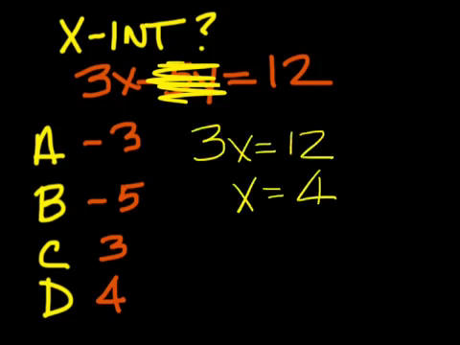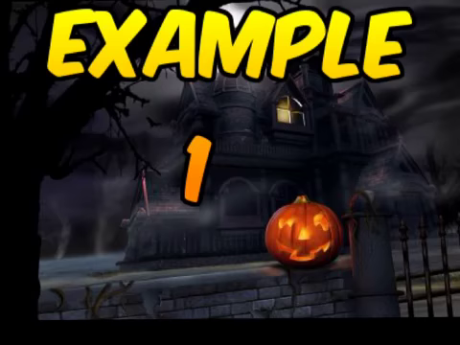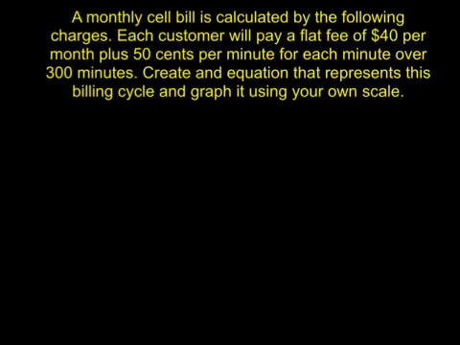Today's Common Core objective. Today is all about creating the equation, and we may get to the graph in the second half of the class. Here's example 1. A monthly cell bill is calculated by the following charges. Each customer will pay a flat fee of $40 per month, plus 50 cents per minute for each minute over 300 minutes. Create an equation.